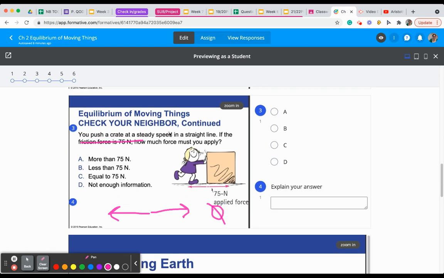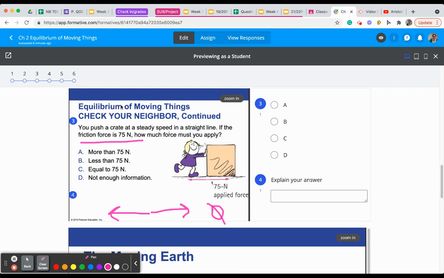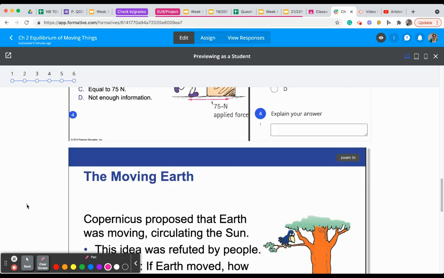Backing that up one more time: for something to be in equilibrium, it needs to have a net force of zero. We talked about that in a prior lecture, how when net force is equal to zero, we also identify that as a state of equilibrium, and there's no change in the motion. So if we push it in a straight line at a steady speed and the friction is 75, then the force you apply must be exactly 75 as well.